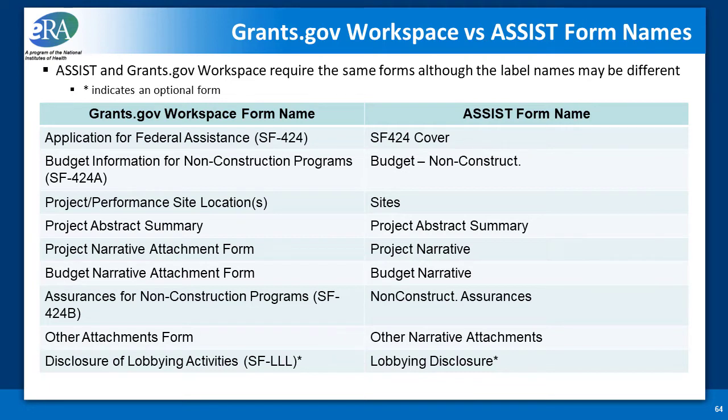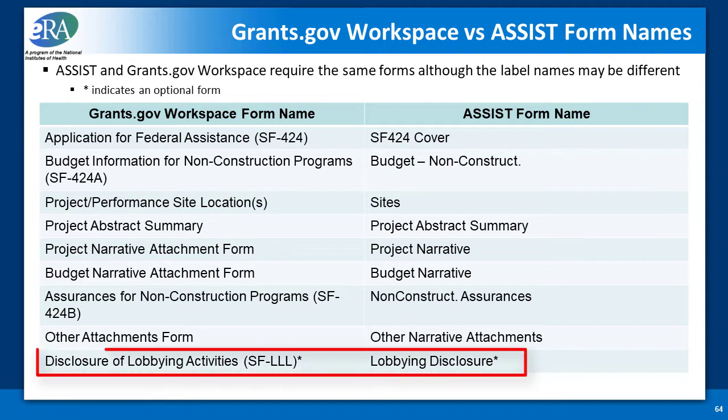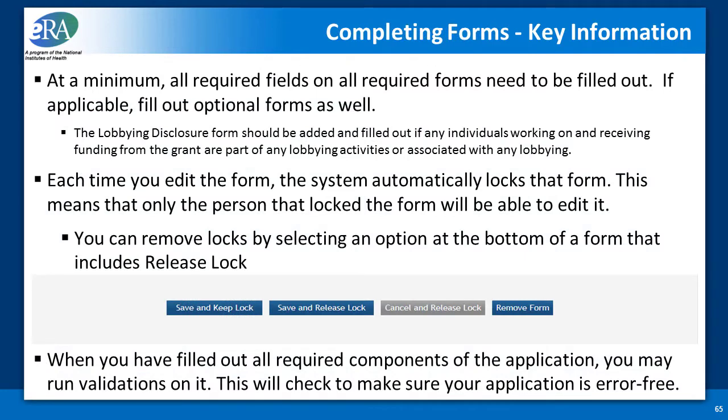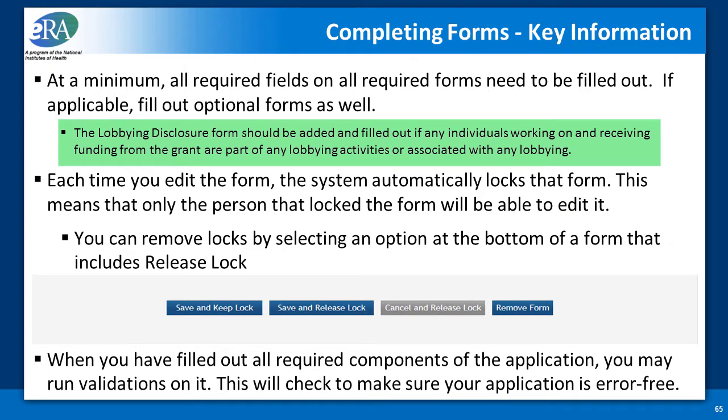Note, these forms should pre-populate on your application, so the only form you would have to worry about is the Disclosure of Lobbying Activities form, if it is relevant to your application. Once you're ready to fill out forms, you'll need to make sure you fill out all required fields on all required forms. You should additionally add and fill out the lobbying disclosure form if any individual that will be receiving money, or working on the grant, if one is awarded, is part of any lobbying activities, or associated with any lobbying.